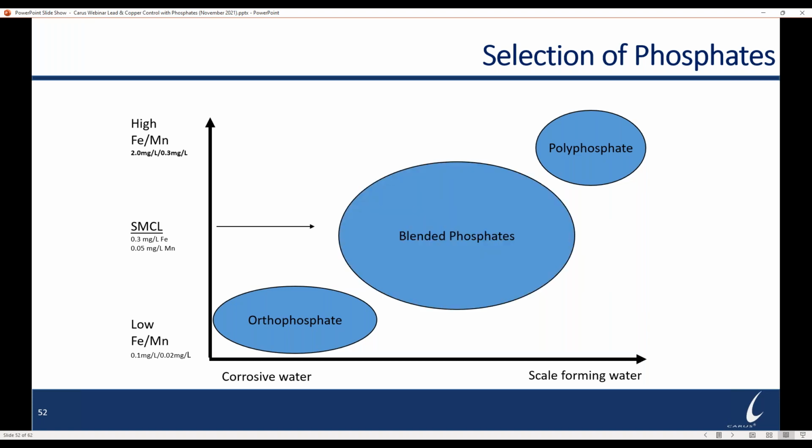In the middle, you'll use a blended phosphate, and it's really going to depend on how much iron and manganese hardness you need to sequester and what level of orthophosphate you need for corrosion control. So you'll pick that blend and how much you feed based on those water quality parameters. So this kind of gives you an idea of where a product might fit in based on some water quality parameters, but it can shift based on other factors that you need to comply with.